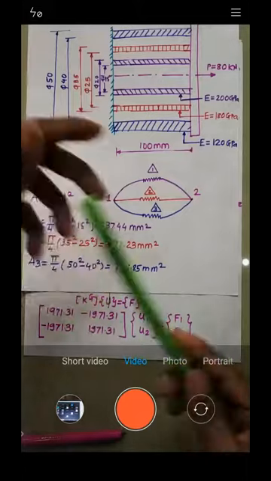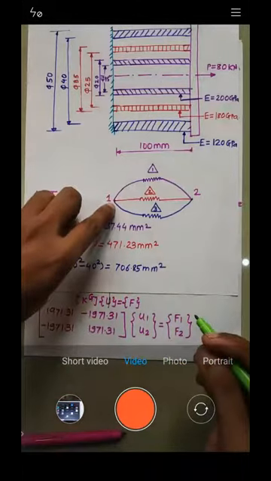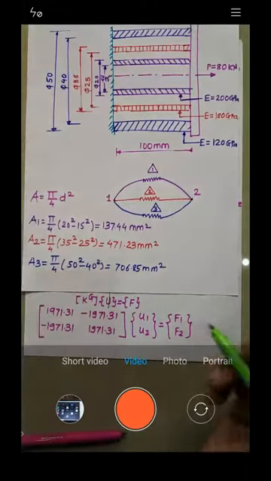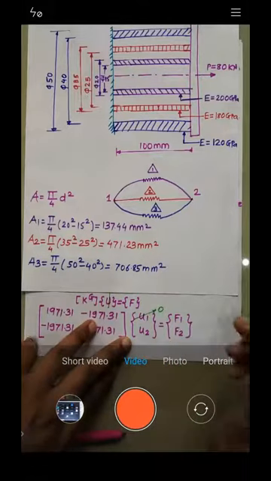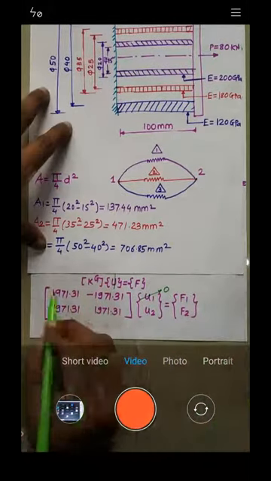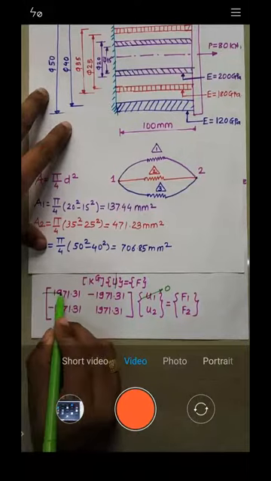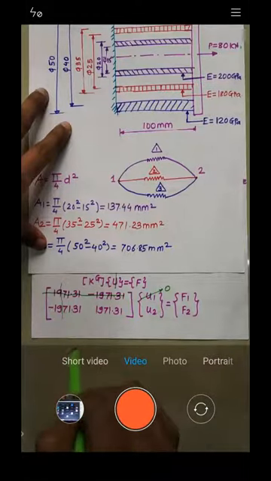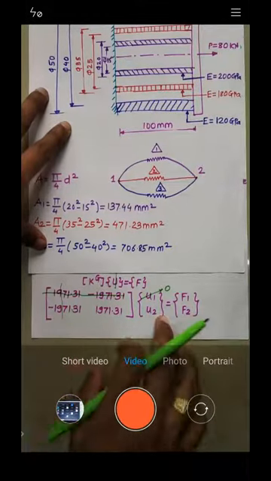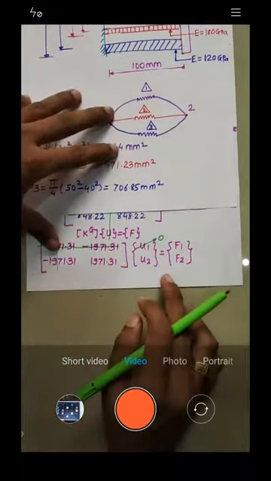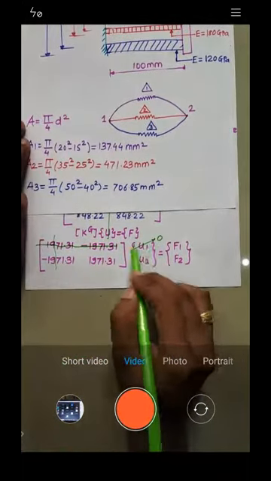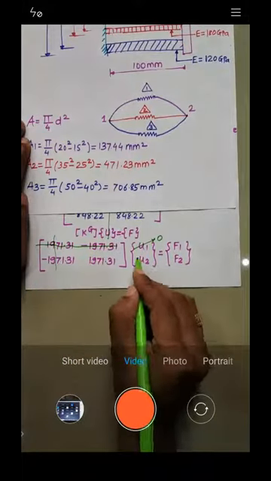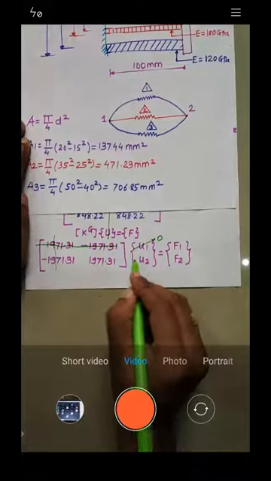You can see at node 1 the structure is fixed. So what I will do, I will make the displacement at node 1 equal to 0, right? So when I make any displacement equal to 0, then that particular row and that particular column get cancelled. First row, first column gets cancelled because u1 is 0, right? Now we are interested to calculate the value of u2 provided F2 is known.